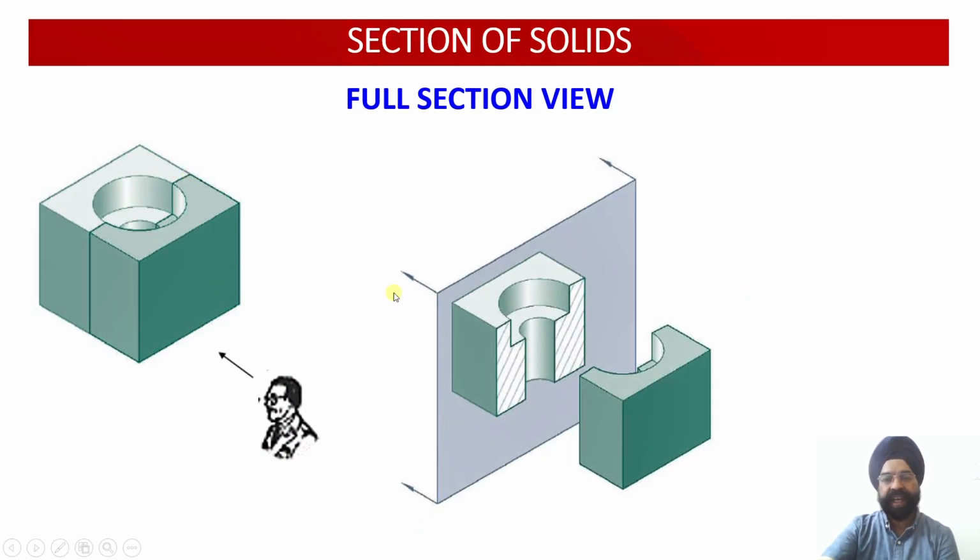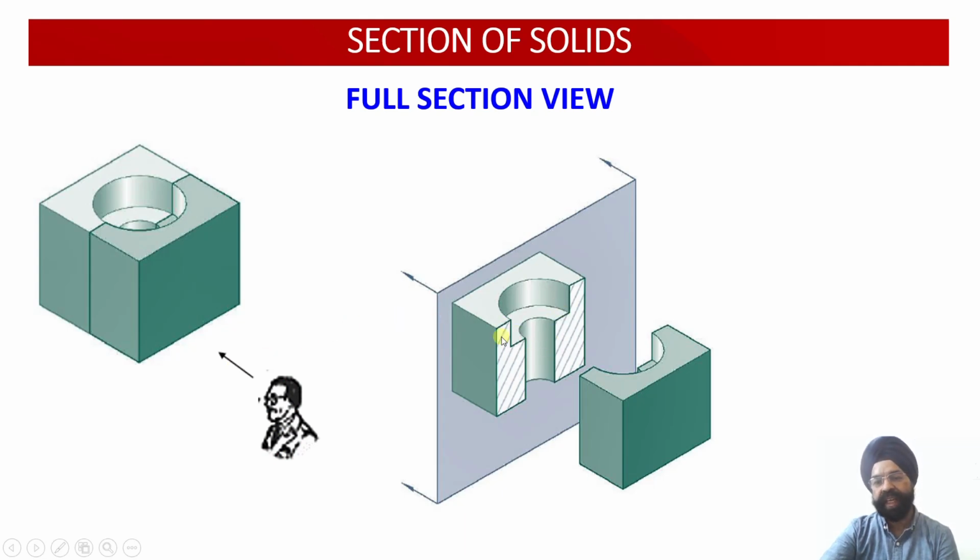Just see, once again, these are my arrows. The arrows indicate that I am going to look at this portion. This portion I am going to throw away. This is the cut portion. Now this is the portion which is going to reveal the internal details of the object. I am looking from this side; that is why the observer is shown over here.